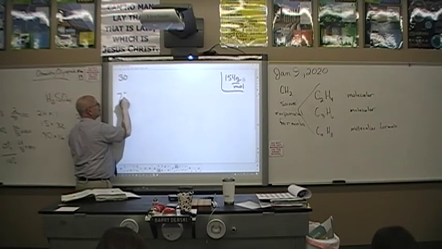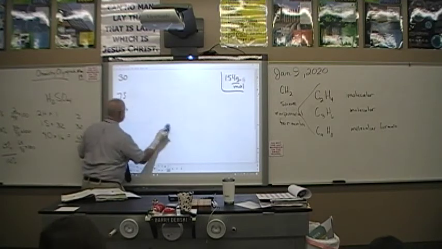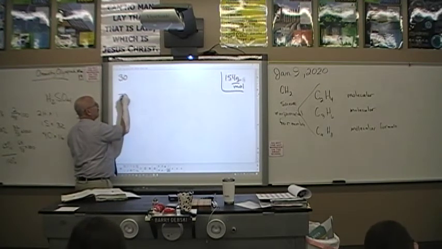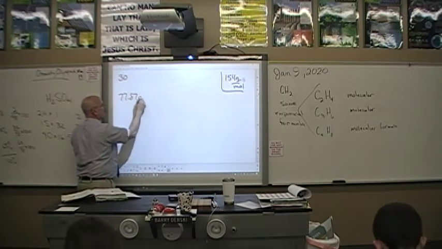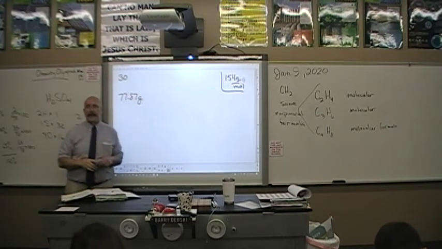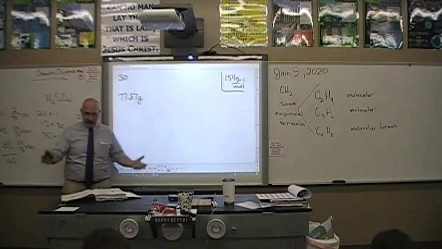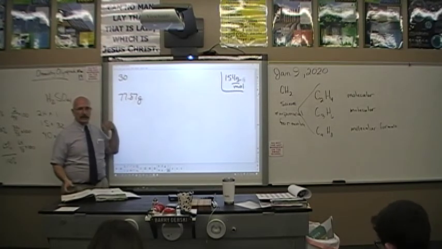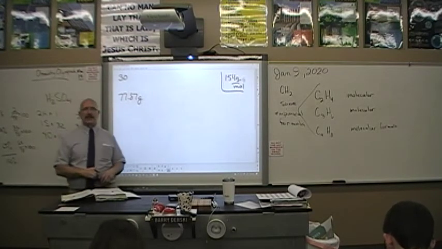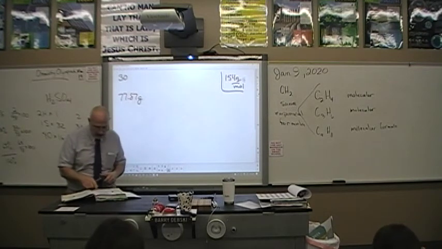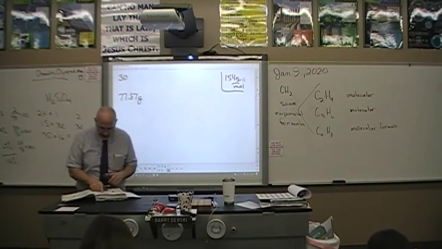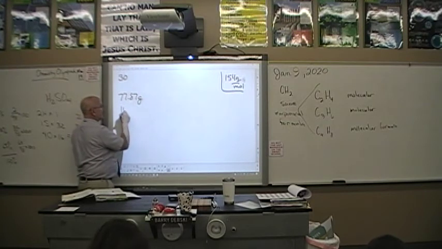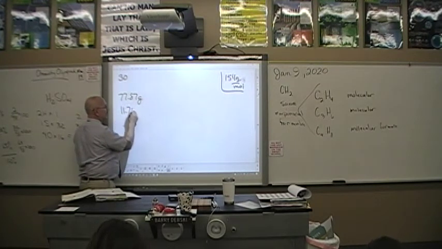77.87% carbon. And so I'm going to start my problem, 77.87 grams. Mr. Debski, it says percent. Yes, but I know I'm going to change it into grams in a minute. So I'm going to save some board space here, and I'm going to just ignore the percent and change it to grams, because I assume a 100 gram sample, it's going to be in grams. And it's going to be 11.67 for oxygen, hydrogen.